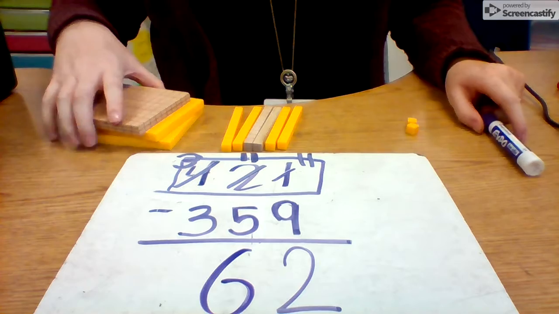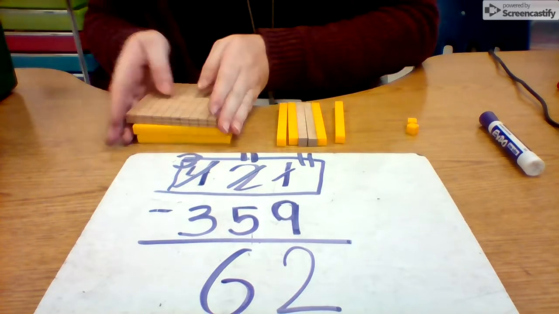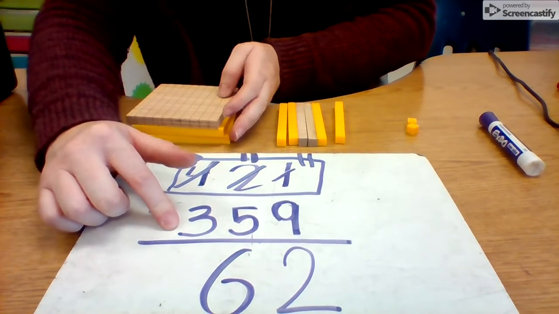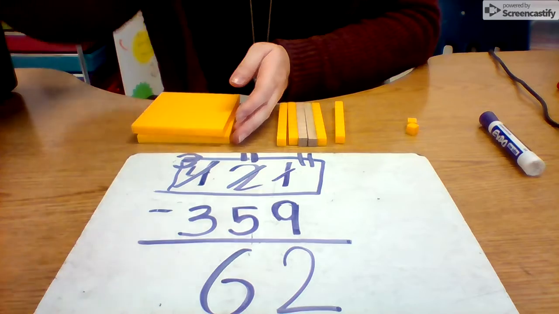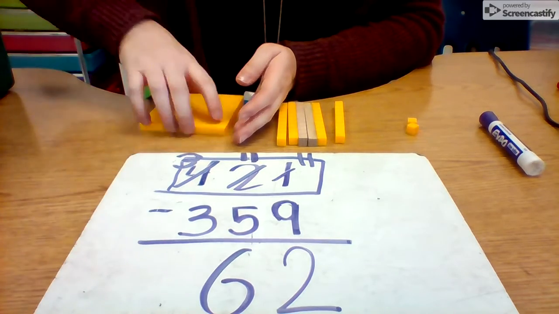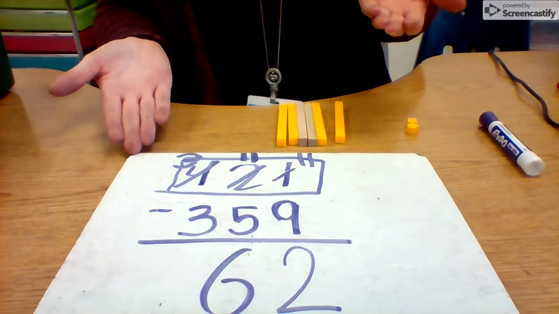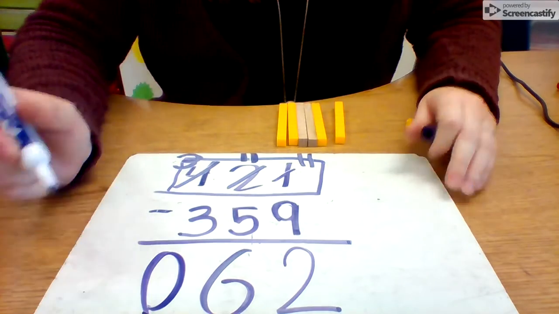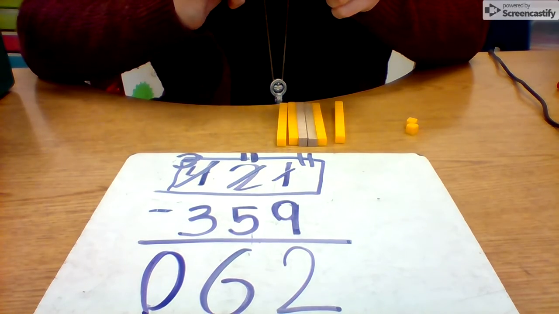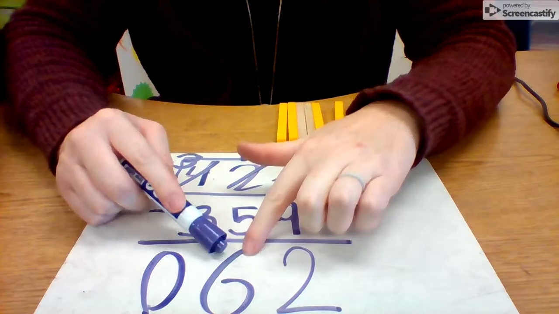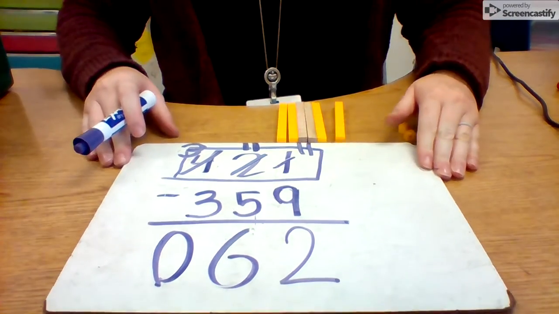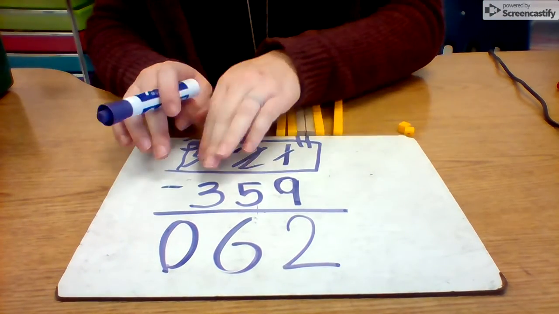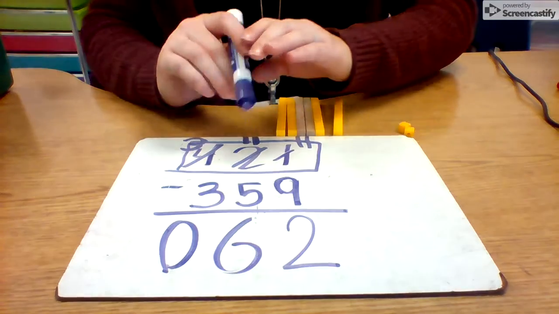Let's move on to the hundreds place. I have 3 hundreds here, and it asks me to take 3 away. I can do that because I can just go 1, 2, 3. I'm left with no hundreds, and that's okay. 0 is fine to put there. I have no hundreds. The number that I'm left with after I subtract is 62. So 421 minus 359 is 62.